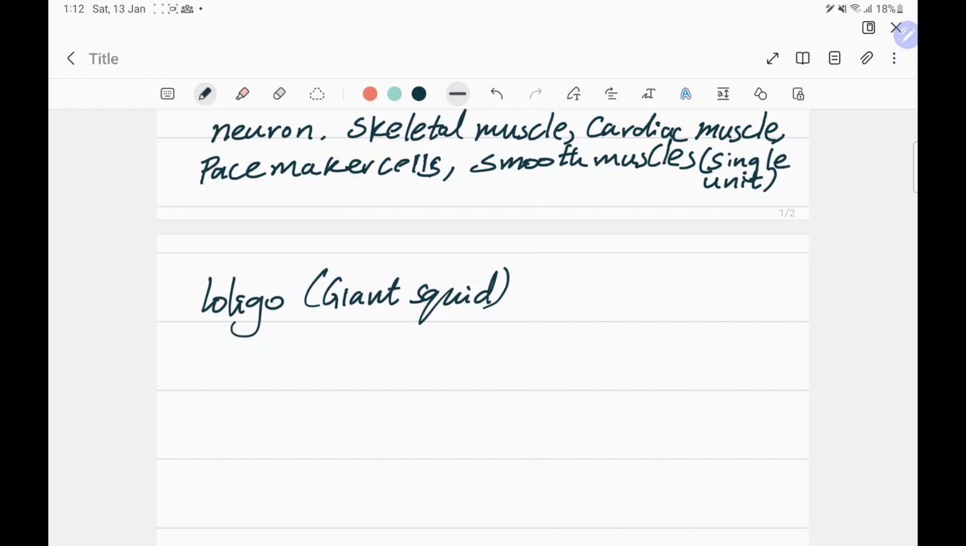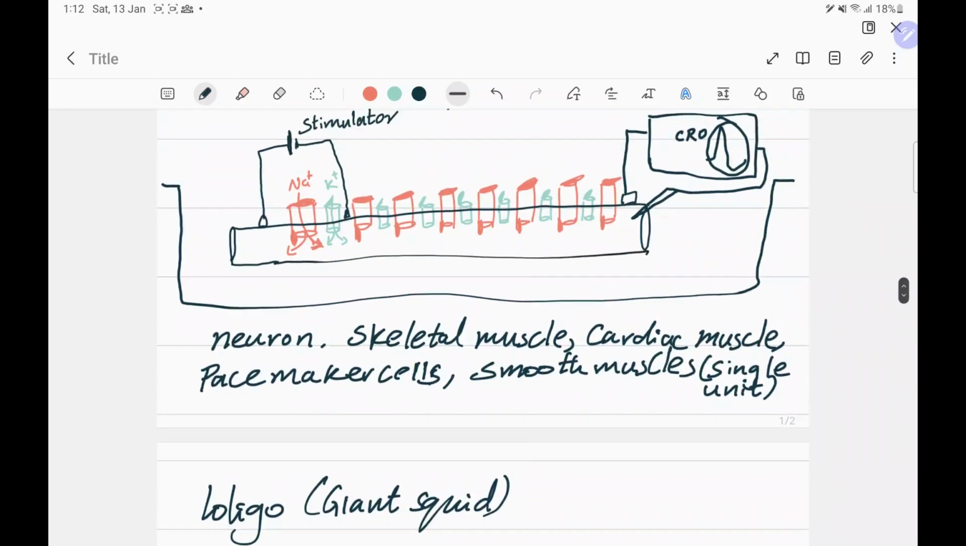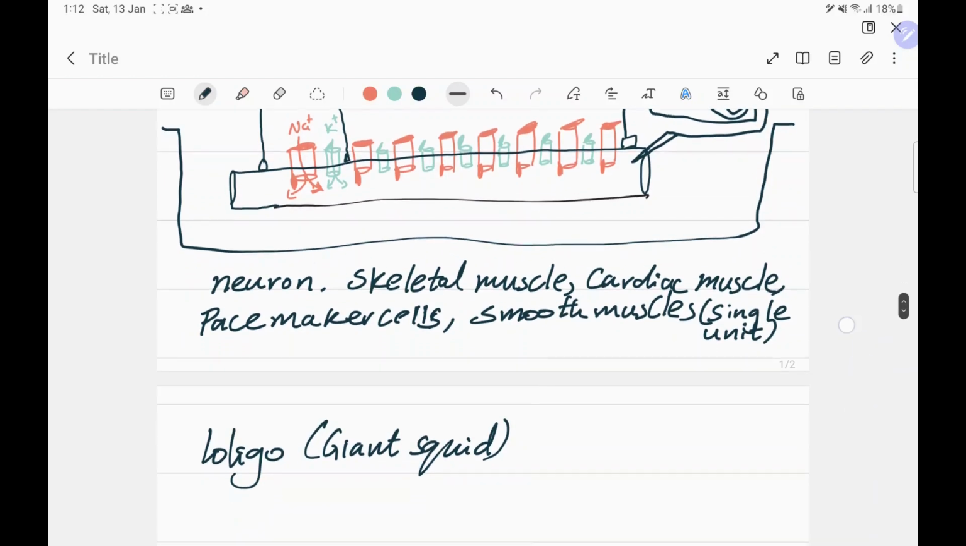So they took the neurons of that squid because they were massive. They were quite big. The diameter of one of these axons was up to 0.5 millimeter to 1 millimeter in diameter. For that reason, people like to do research on action potentials and bioelectricity using the giant squid axon.